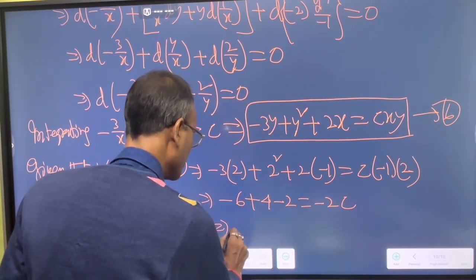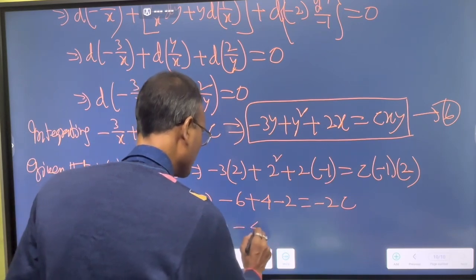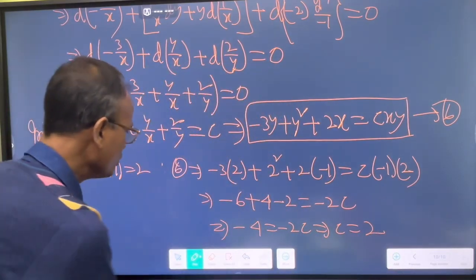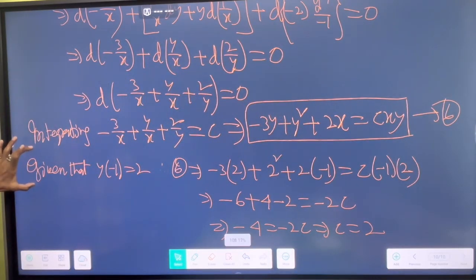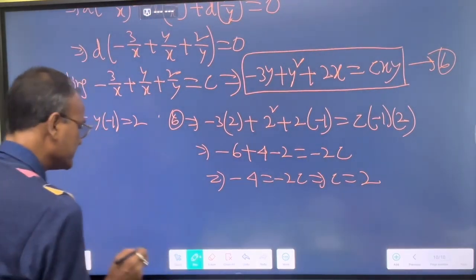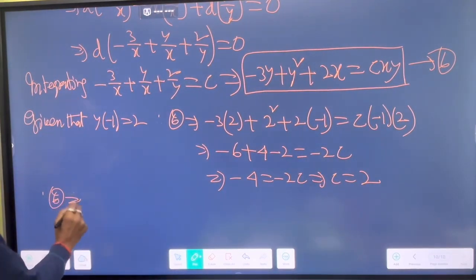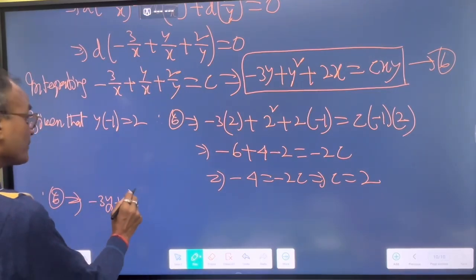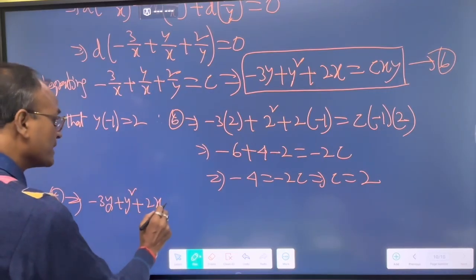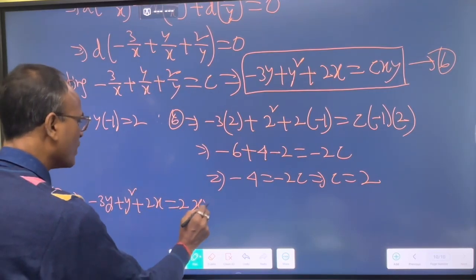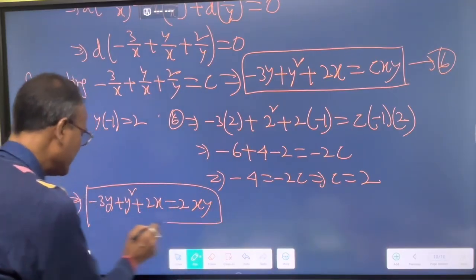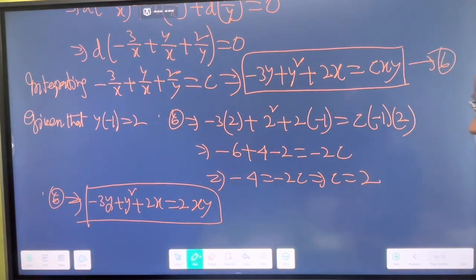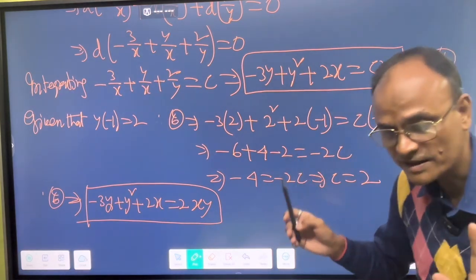Or minus 4 equal to minus twice c. This means c is equal to 2. Therefore, from 6 you will get minus thrice y plus y square plus twice x equal to twice xy. This is the final answer of the given differential equation.